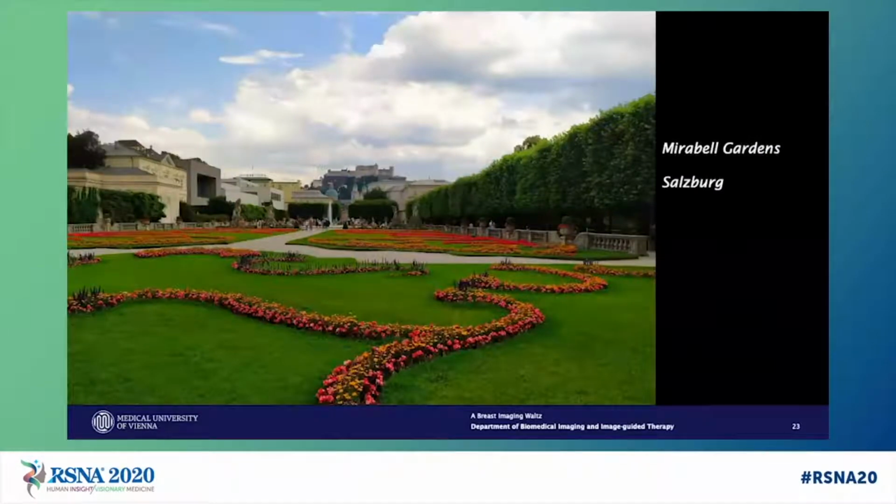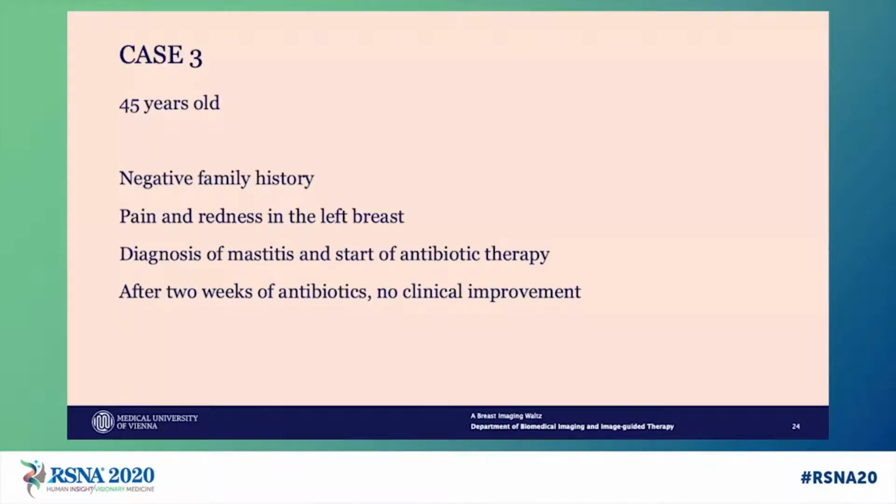Let's move on to our next case. It's a 45-year-old woman with a negative family history. She presents with pain and redness in the left breast. She was diagnosed with mastitis, which didn't improve after 2 weeks of antibiotic therapy.